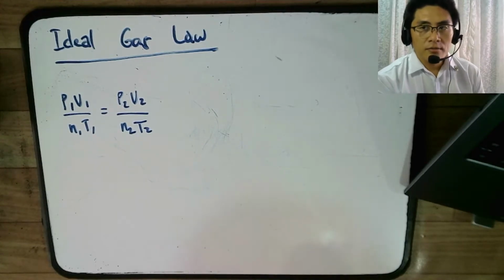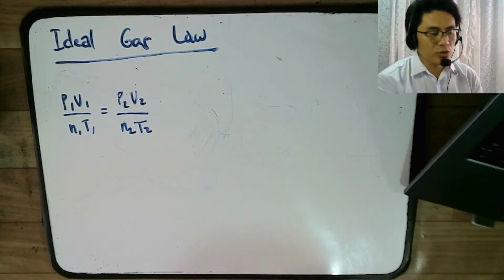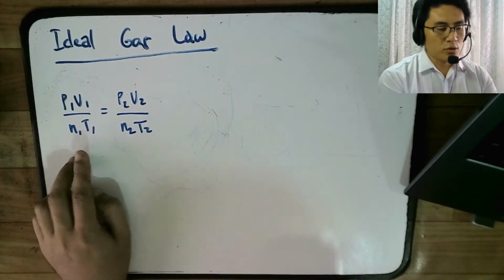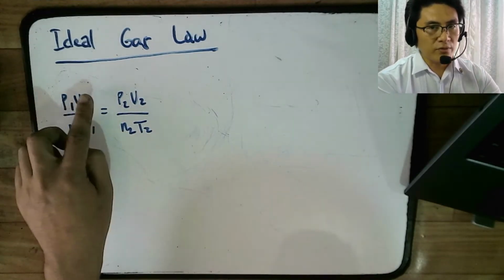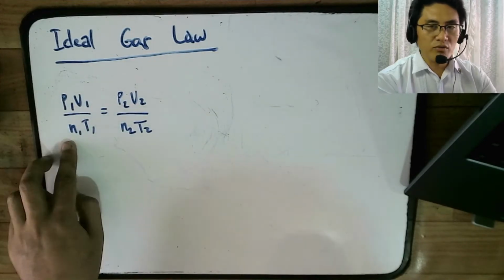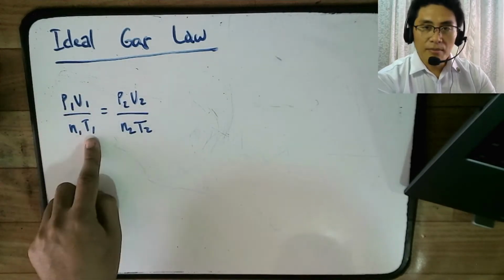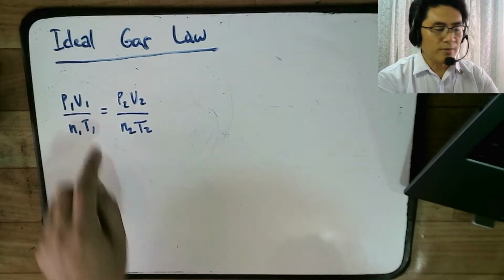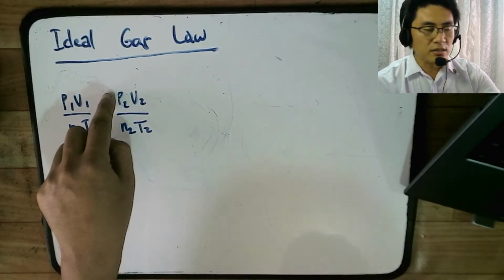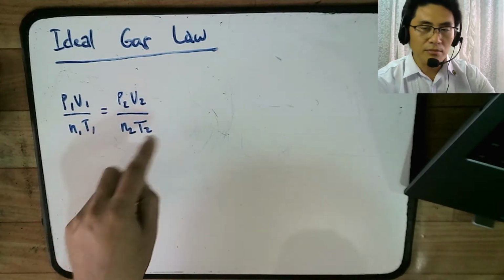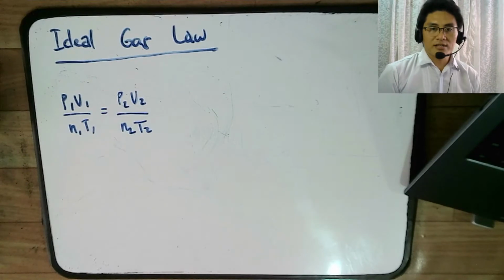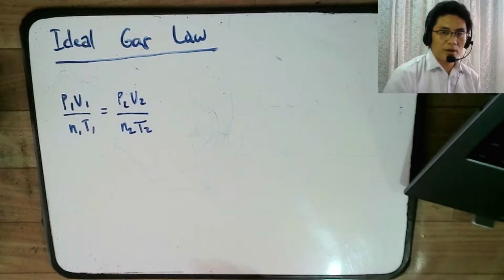In videos 1 and 2, I've introduced to you that the ideal gas law is formulated like this. Pressure times the volume divided by the number of moles and the temperature of the first state will be equal to the pressure of the second state times the volume of the second state divided by the number of particles in the second state and the temperature of the second state. So this is the formula.